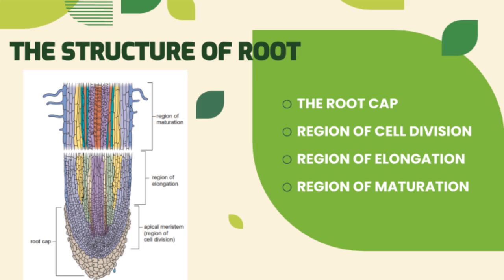Region of cell division: the cells in this region are composed of an apical meristem. These cells are actively dividing cells and are located in the center of the root tip. Cell division can be primarily observed next to the root cap.